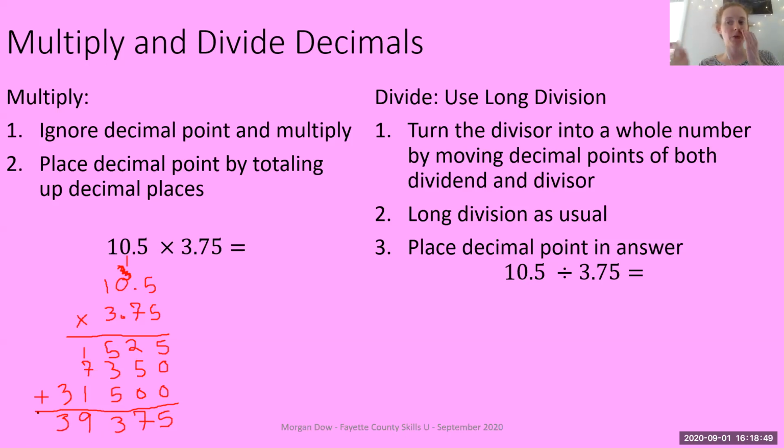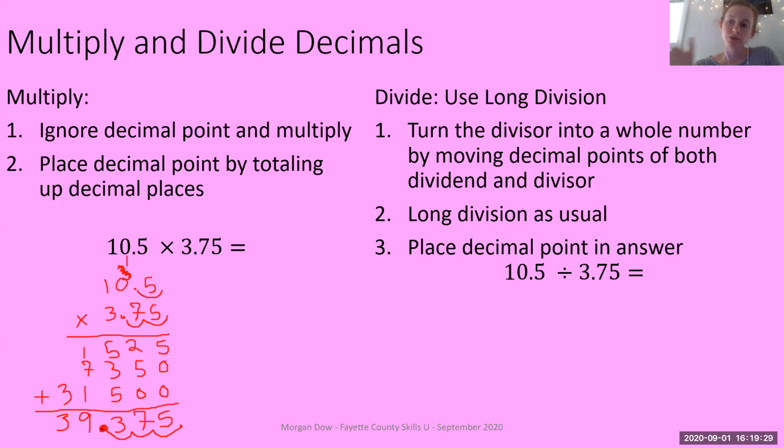Okay. So that was all whole number multiplication. We haven't done anything different from what you would do with whole numbers. Now we need to go back and think about our decimal places. So the first number, 10.5, had one decimal place. The second number had two decimal places. And so in our final answer, we're going to move the decimal point over 1, 2, 3 places altogether. So we're going to get 39.375.